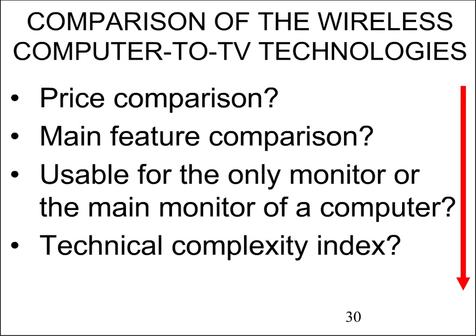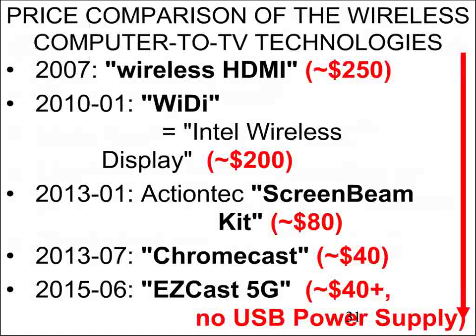Now let's look at the pricing and the main features, what these things can be used for, and some kind of subjective technological complexity index. Look at the pricing. In 2007, you have wireless HDMI, and you couldn't touch it for less than $250 per pair. So it was pretty much relegated to home theaters for people that have a lot of money, and some schools and some conference rooms and corporations.